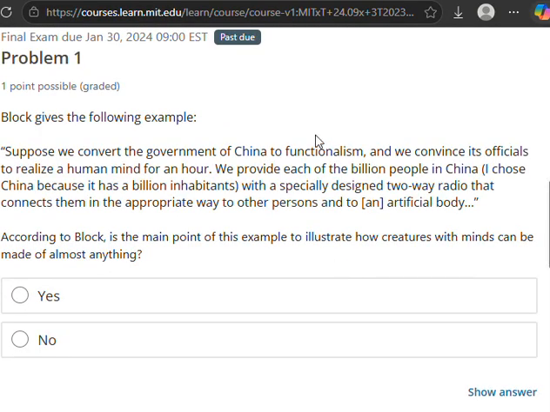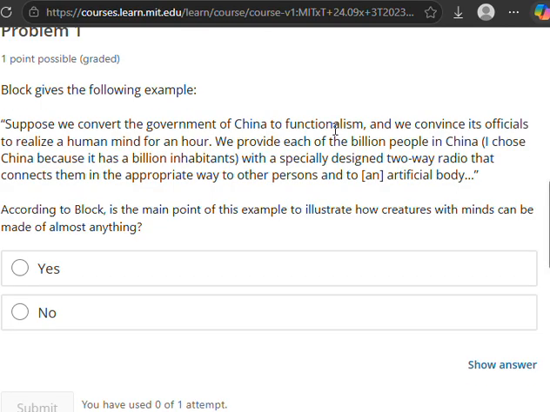Part 2. Block gives the following example. Suppose we convert the government of China to functionalism, and we convince its officials to realize a human mind for an hour. We provide each of the billion people in China, I chose China because it has 1 billion inhabitants, with a specifically designed two-way radio that connects them in an appropriate way to persons and to an artificial body. Is the main point, according to Block, to illustrate how creatures with minds can be made of almost anything? No.